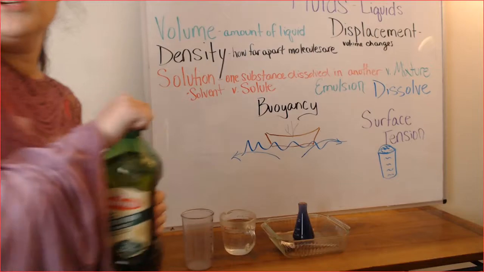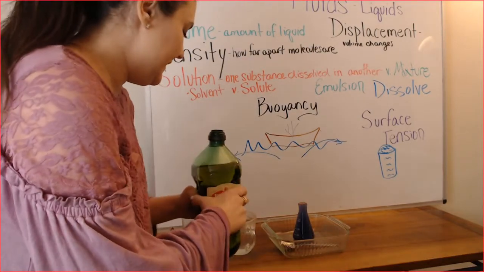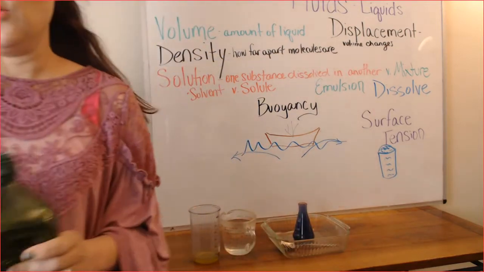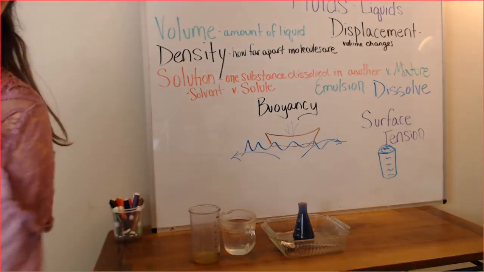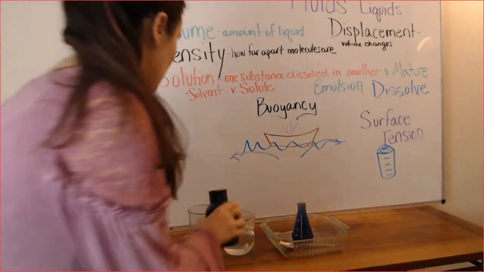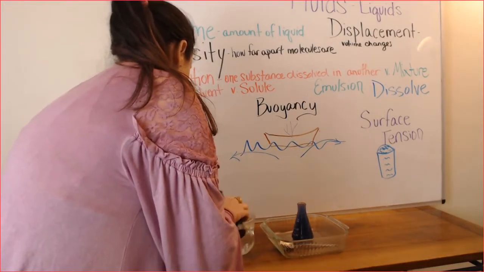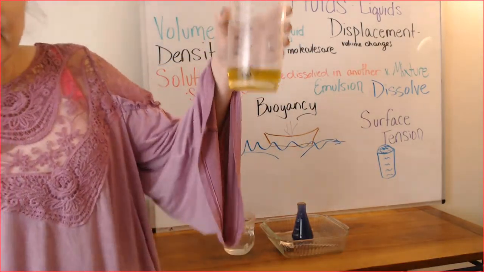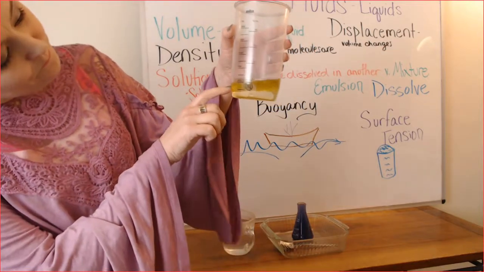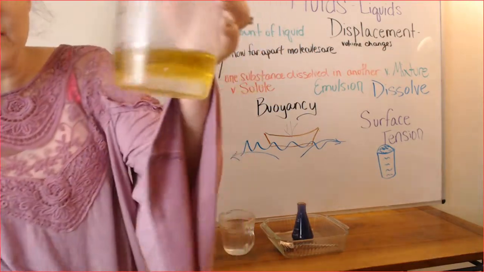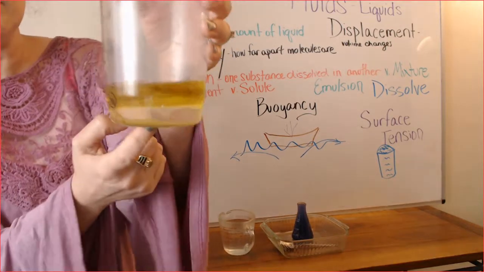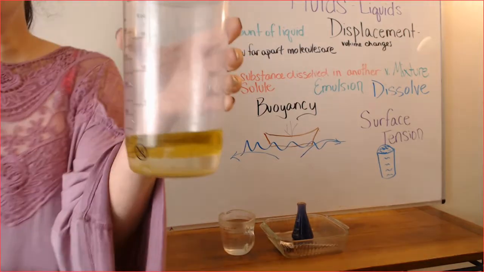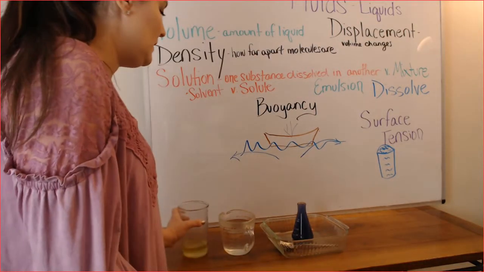An emulsion is when you mix things up, but they don't really mix. I can make an emulsion with oil and water. And no matter how much I stir it, it might mix in a little bit, but the molecules are still separate. See, it doesn't mix. The water goes to the bottom because it has more density, and the oil floats on the top because it has less density.